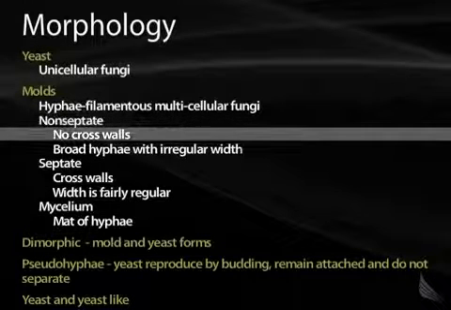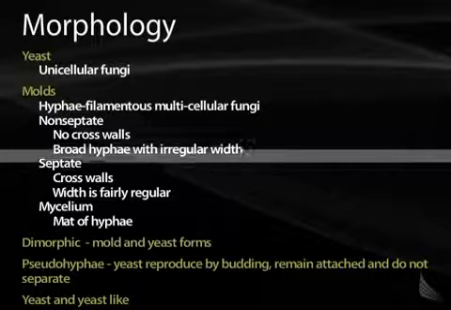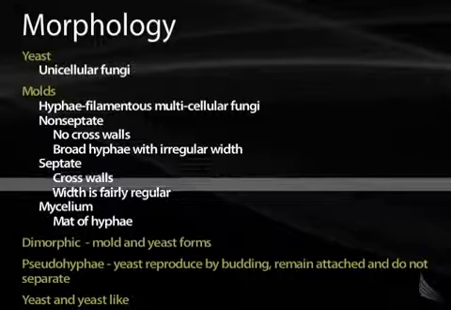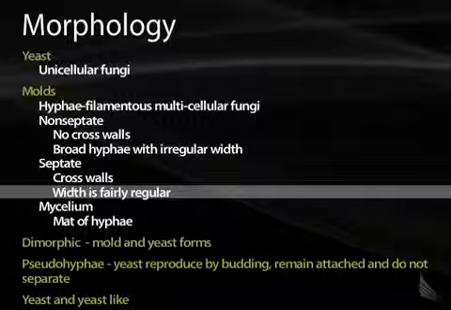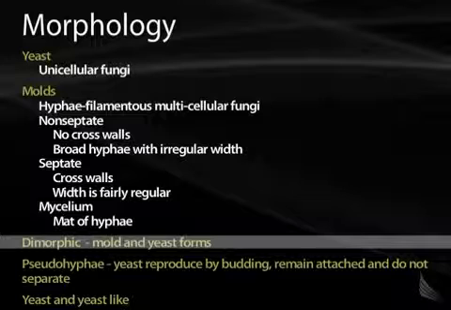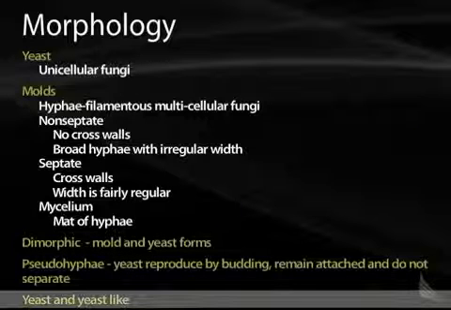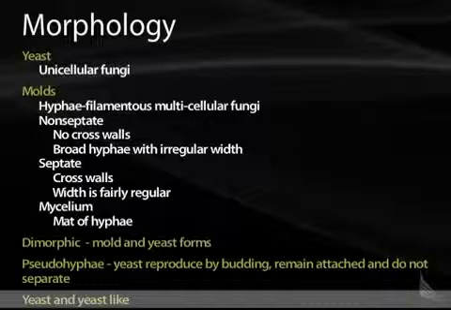With the non-septate, there are no cross walls, and these form broad hyphae with irregular width. The septate fungi form cross walls, and they have a fairly regular width. You can have fungi which are dimorphic, which can have both a mold, multicellular, or a yeast form, unicellular. You can also have yeast which form pseudohyphae. They're budding, but they remain attached to and do not separate from the yeast. So there are yeast and yeast-like fungi in addition.